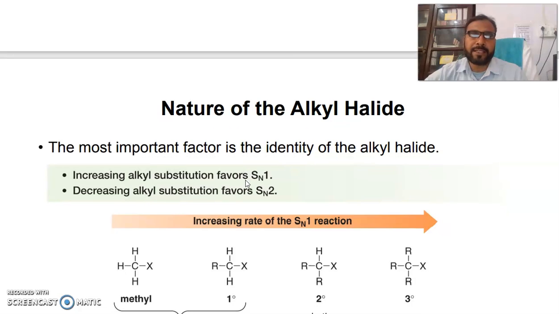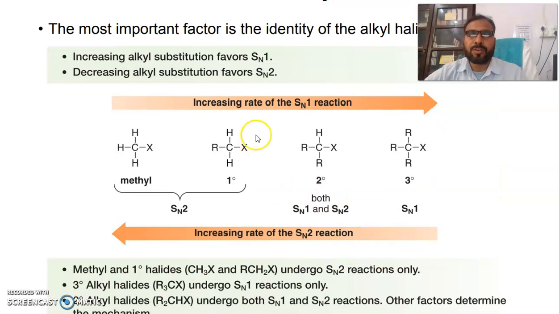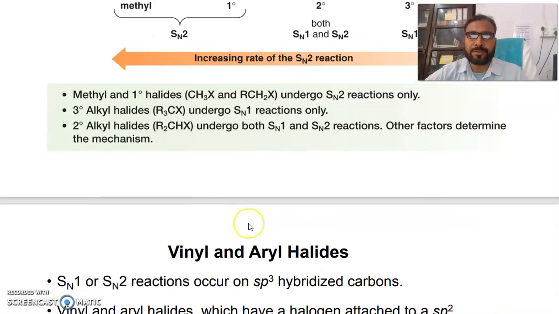Nature of alkyl halide. The most important factor is the identity of an alkyl halide. Increasing alkyl substitution favors SN1 and decreasing alkyl substitution favors SN2. So increasing rate of SN1 reactions, you can see that this is SN2 and it favors both the SN1 and SN2, and this is more comfortable with the SN1. So increasing the rate of SN2 reaction in this direction.